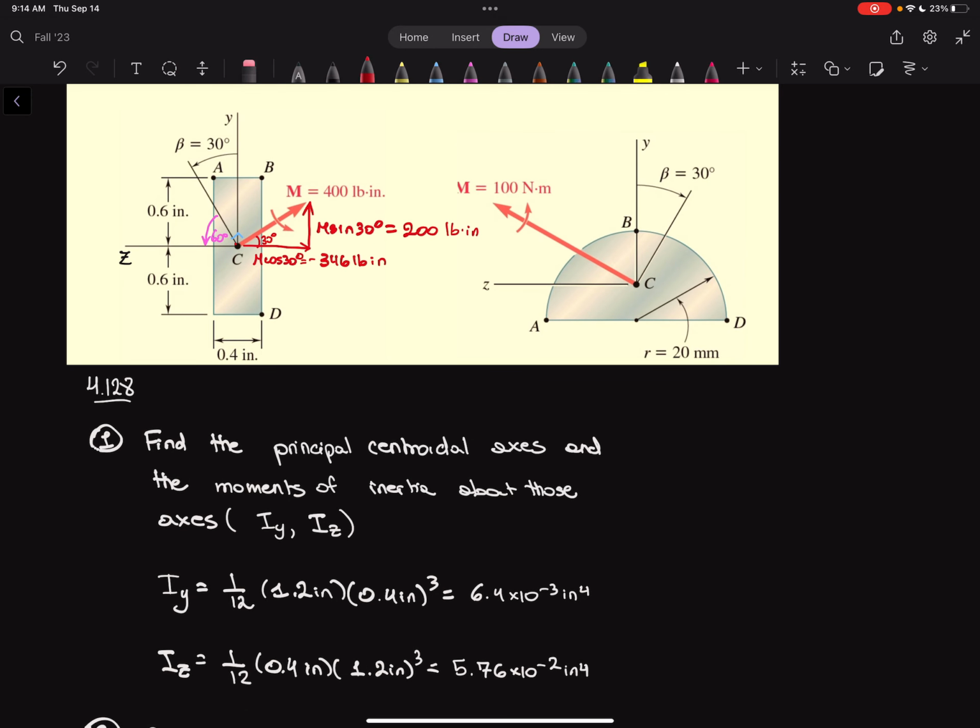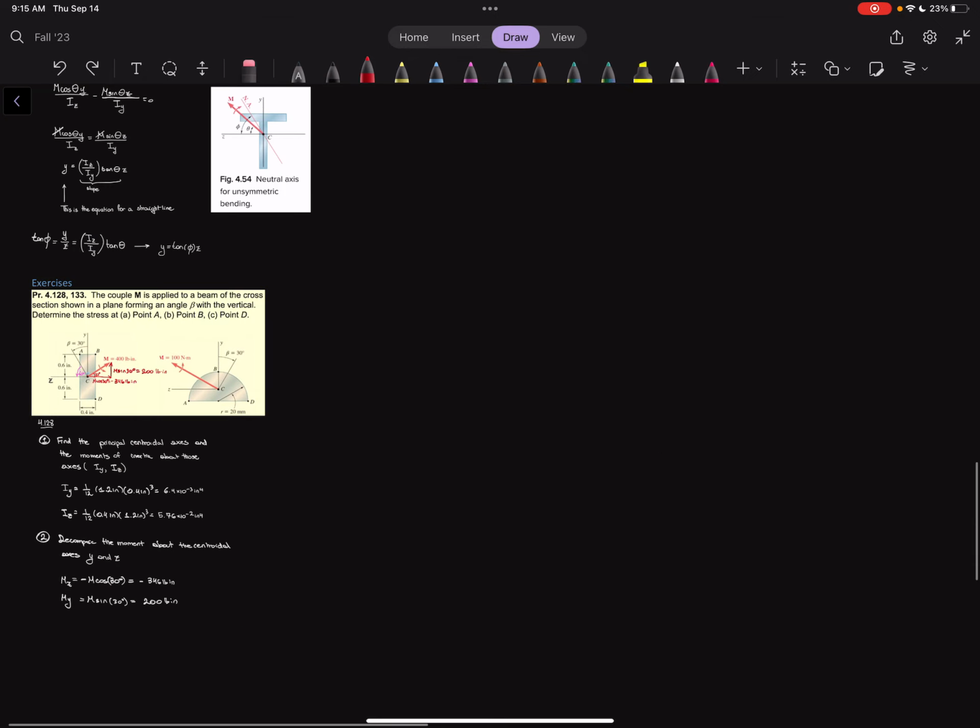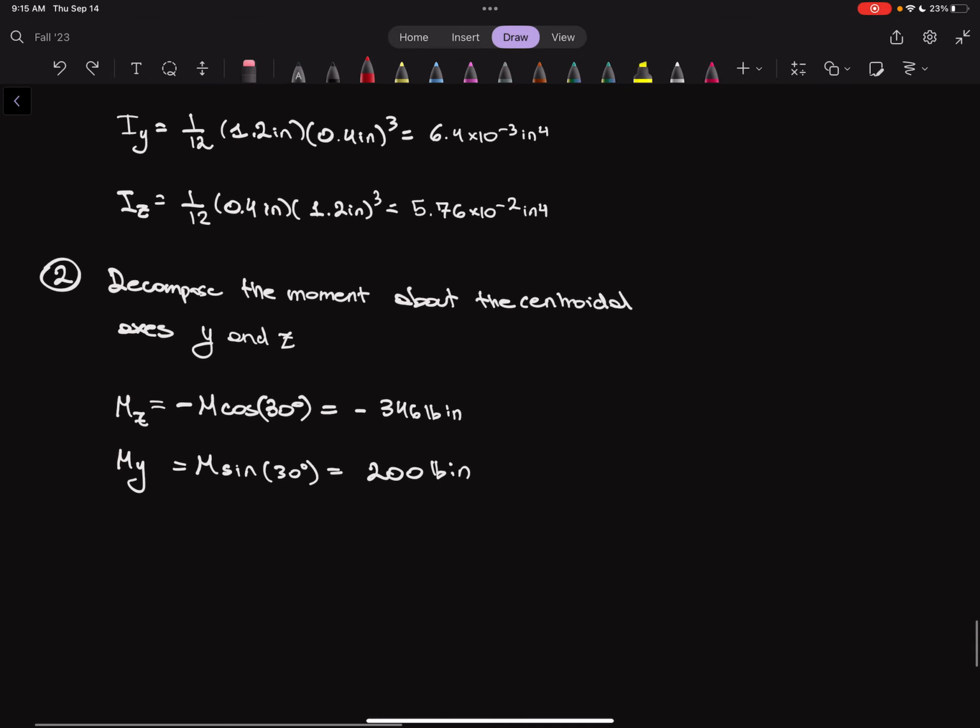But remember that this vector tells you where your thumb of the right hand points. The fingers should be curled like this. So the moment here is like this, and here the moment is like this. All right, let me get rid of these. And that, good. So now what are we going to do?